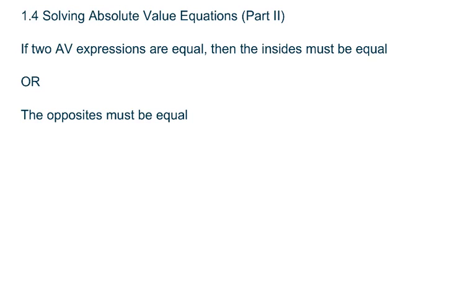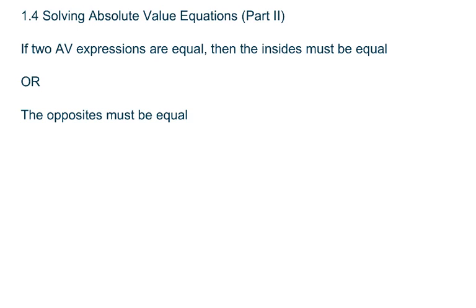This is the second part of section 1.4, solving absolute value equations. In the first part, if you remember, we solved equations with just one absolute value bracket. In this video, we're going to look at cases where we have two absolute value brackets.